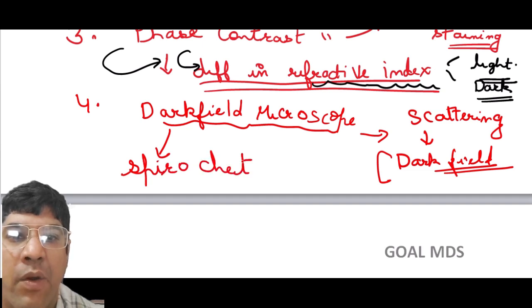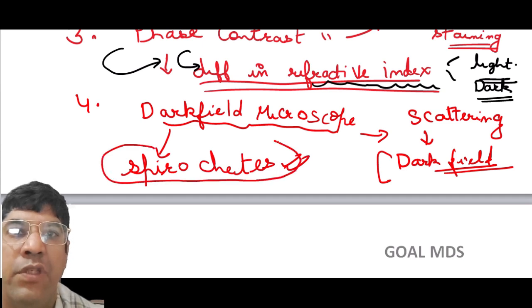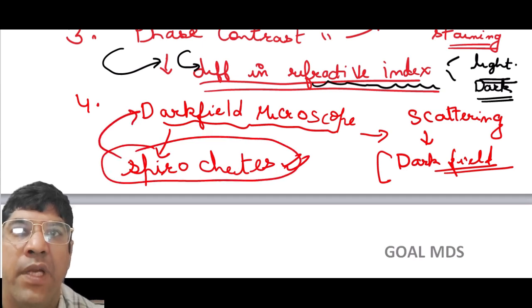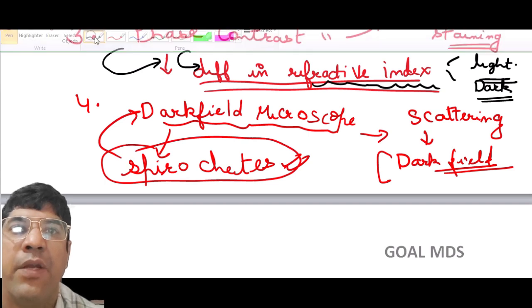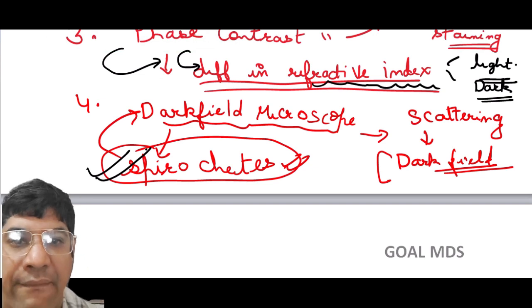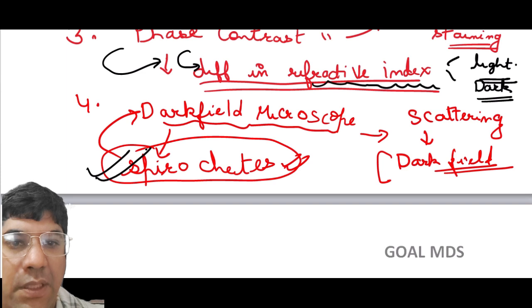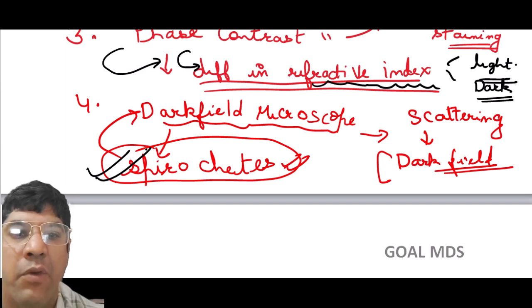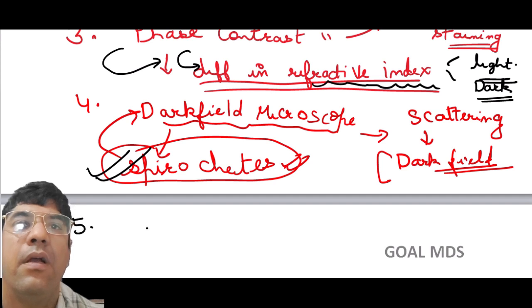That is the point that you have to remember for entrance exam, that dark field microscopy is used for visualizing the spirochetes. So what it does, it improves the contrast and visualizes the objects that are challenging to see under the standard bright field illumination. Other microscope we can use is electron microscope.